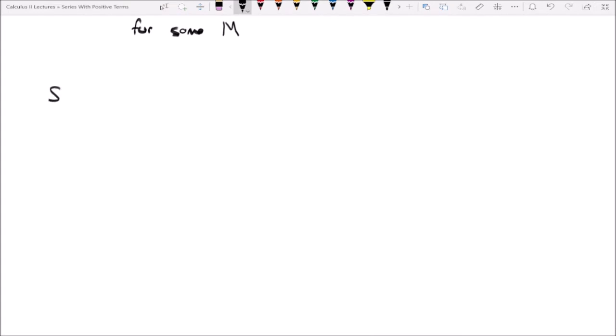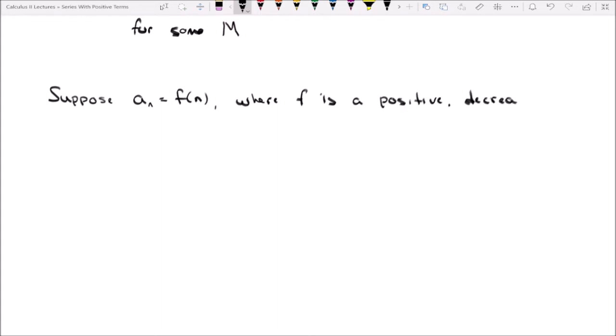So let's suppose a sub n is equal to f of n, where f is a positive, decreasing, and continuous function of x for all x greater than or equal to 1.